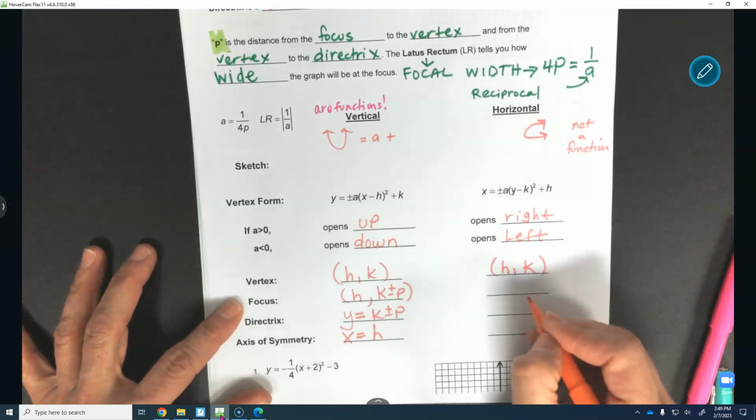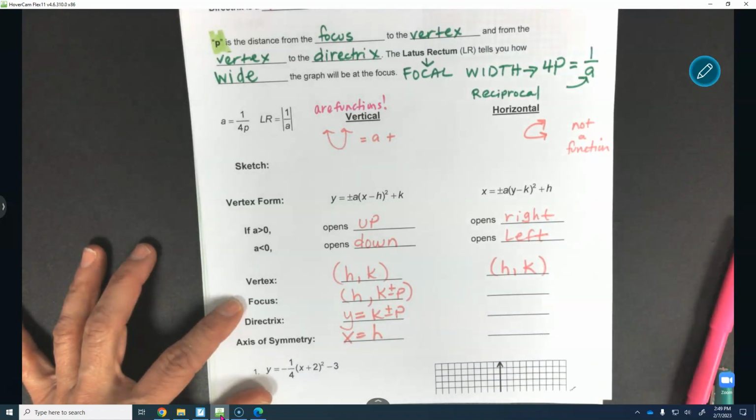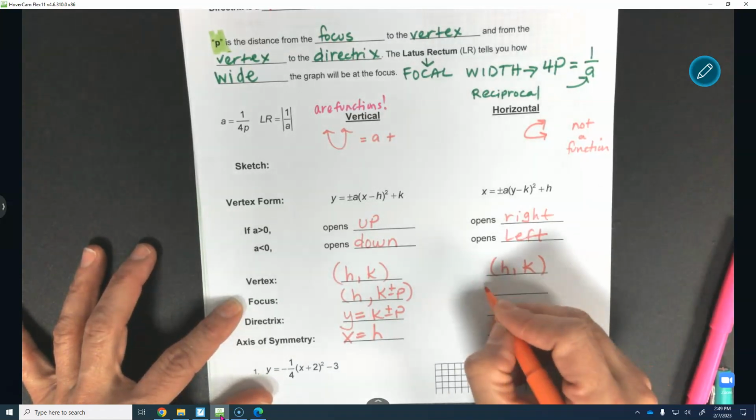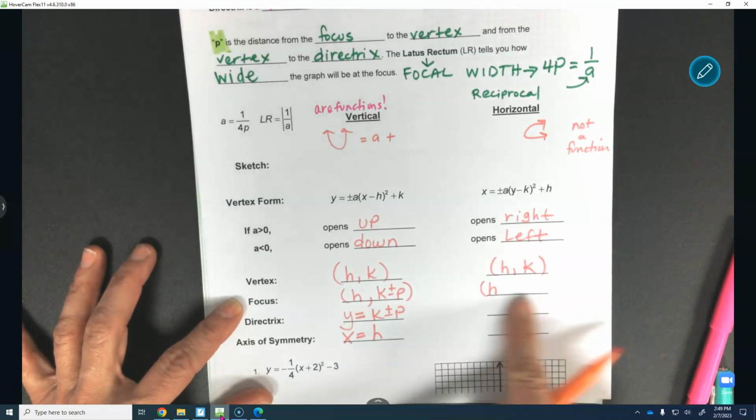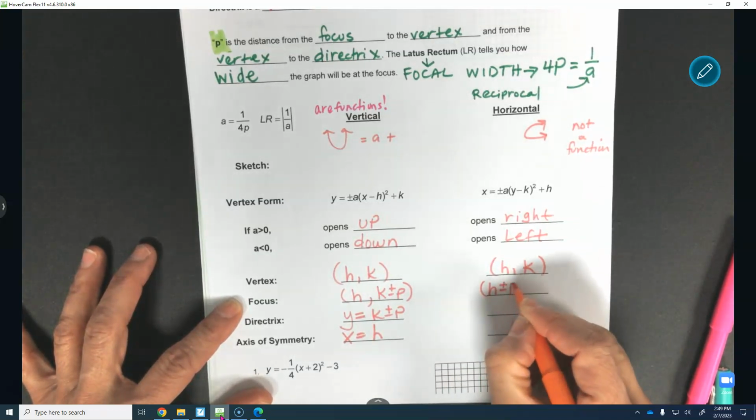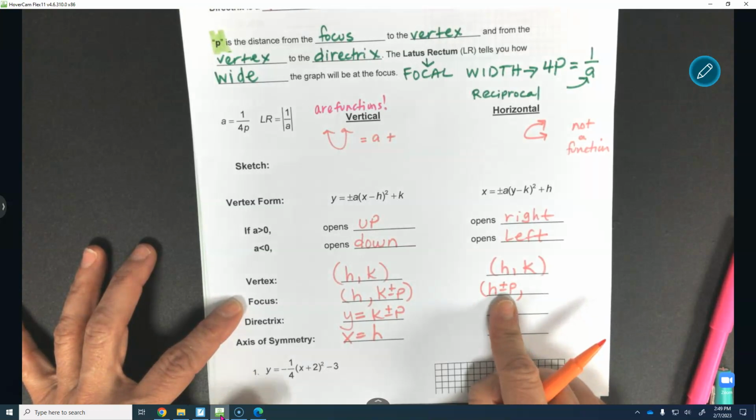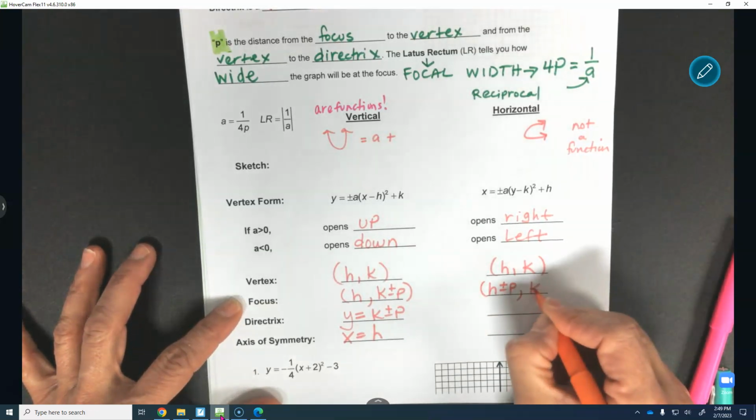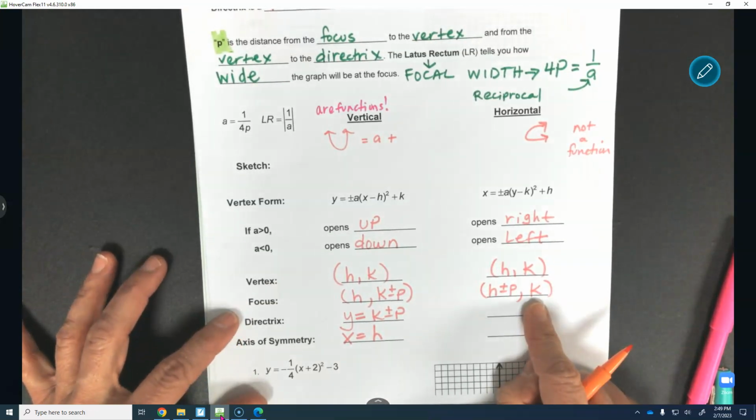Now, remember, your focus is going to be right in line with your parabola. However, it's going to be moving to the left or the right by a value of P, which we're going to talk about. But it is going to be straight in line with your vertex.